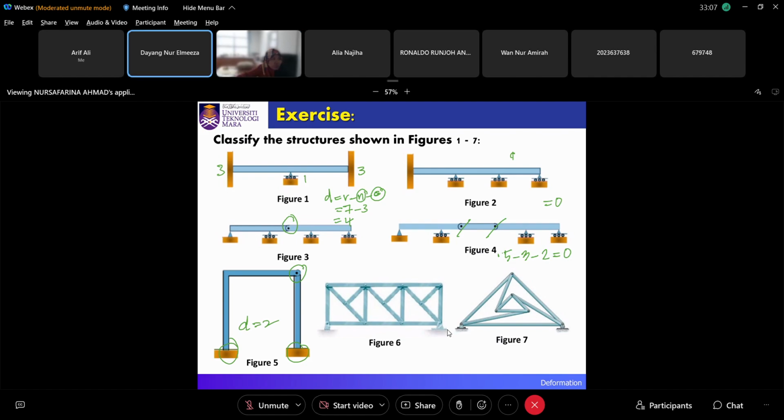What equation do you use? Plain truss. Okay, plain truss, which is M plus R minus 2J, or just 2J. So plain truss is 2. M is a member. How many members do you have? 16. How did you count 16?